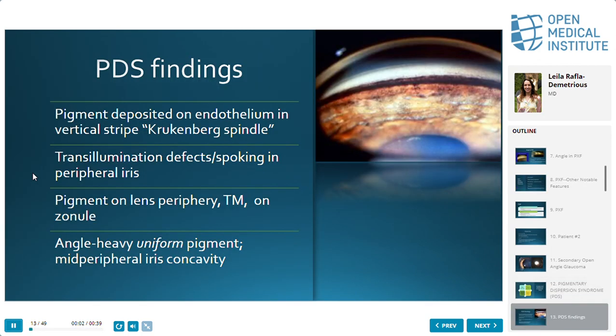So again, in pigmentary dispersion, we have that Krukenberg spindle, which is really characteristic of pigmentary dispersion. And we can also see, not all the time, the peripheral spoking or transillumination defects in the peripheral iris. We also find pigment all over on the lens periphery and trabecular meshwork and on the zonule, which you can see if they're well dilated. And the angle has an extremely heavy, really uniform pigment. So unlike pseudoexfoliation, where we had that kind of patchy pigment, pigmentary dispersion, especially in the inferior angle, is this really heavy band.